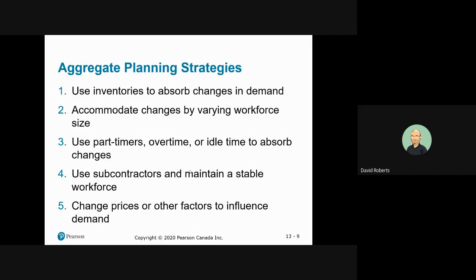There are two fundamental strategies. One is to use inventory to absorb changes. This is called level production. Number two is to accommodate varying workforce size. That is called a chase strategy. And we'll deal with both and hybrids of the two. Again, you can have part-time people, overtime, subcontractors, changing prices, etc. There's all kinds of ways to try and achieve your aggregate plan. It's a very complex way to deal with it, and it's constantly in flux.